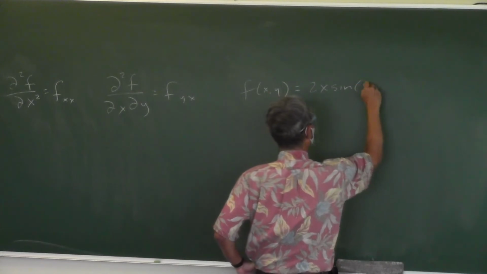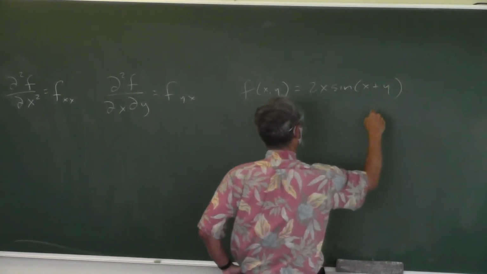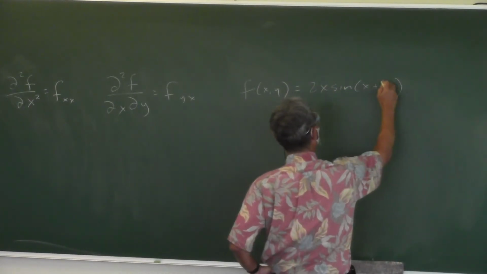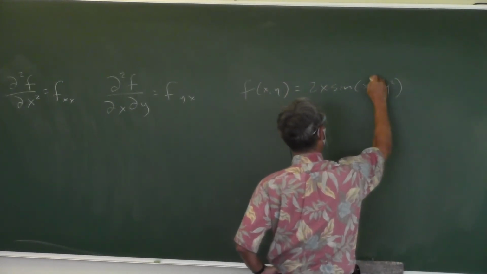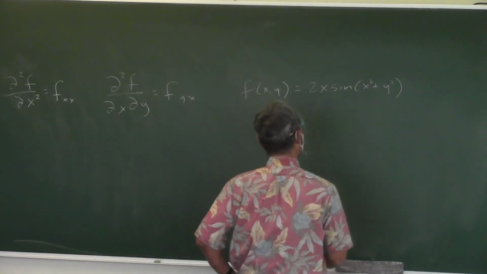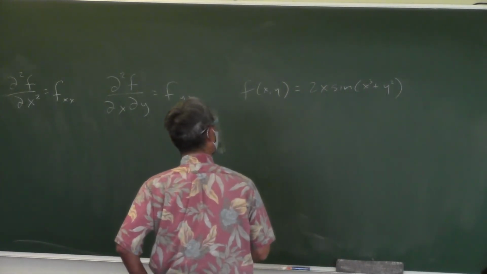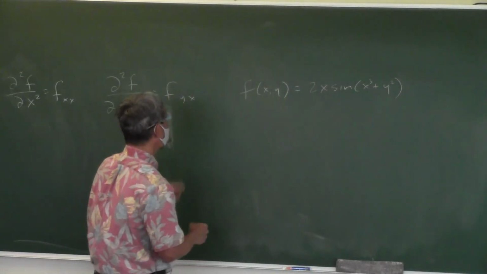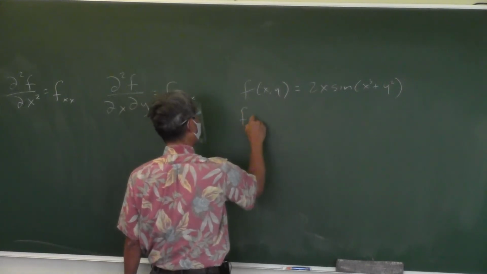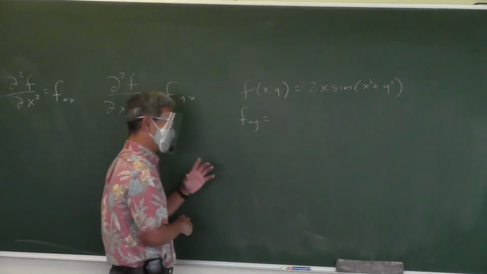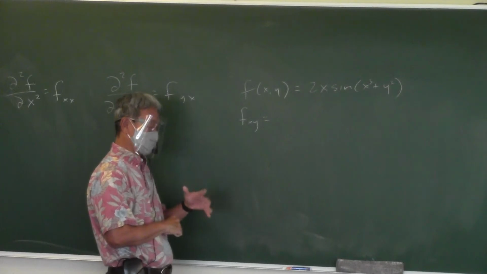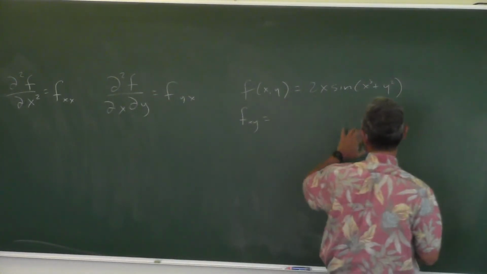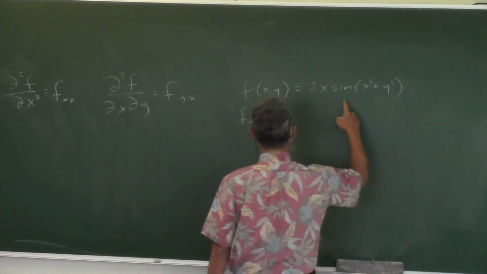Plus y. And that's it? Let's put a square on one of these. How about that one? And let's put a cube on that one. Yeah, okay, something like that. So, let's say we use this notation. So what would be f of xy? That means you're going to take the partial with respect to x first, then with respect to y. So what would be the partial of this with respect to x?